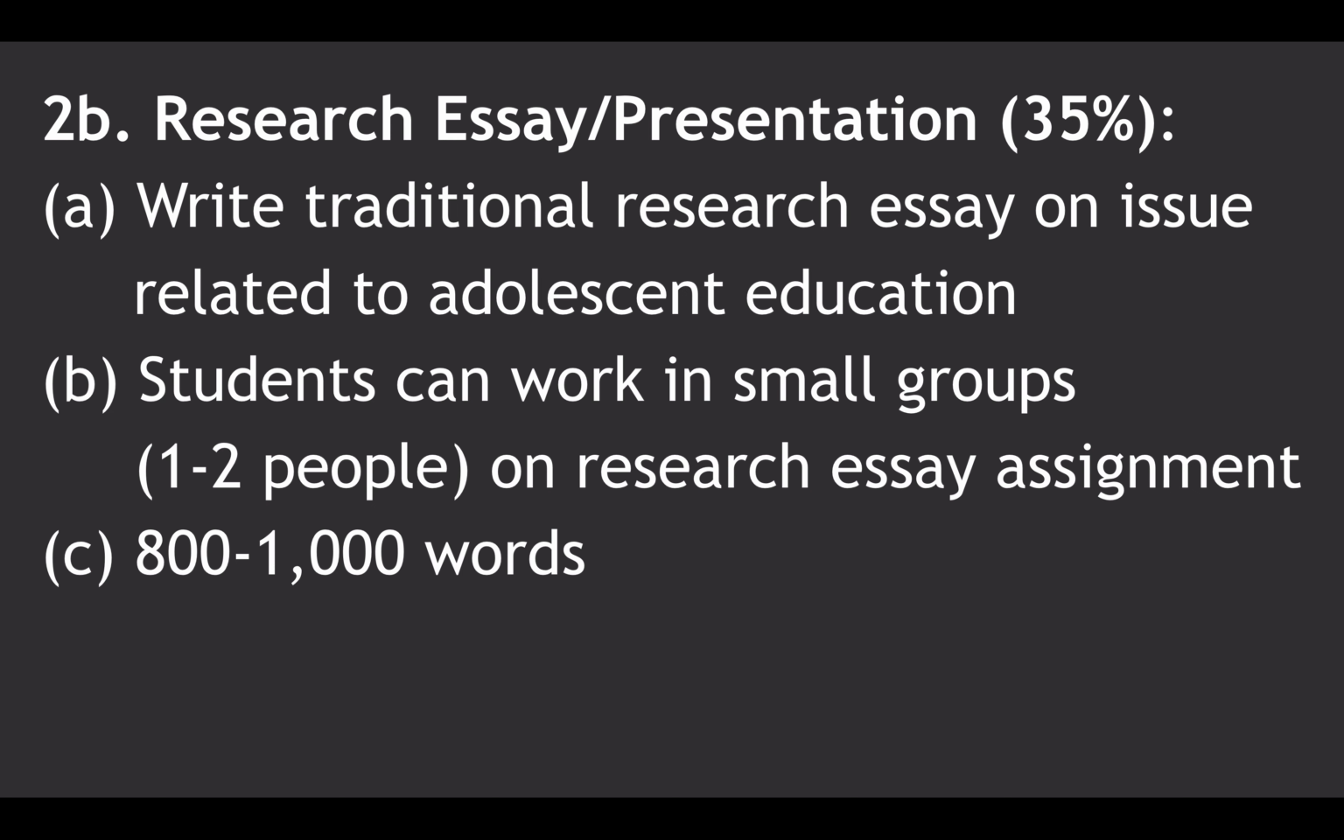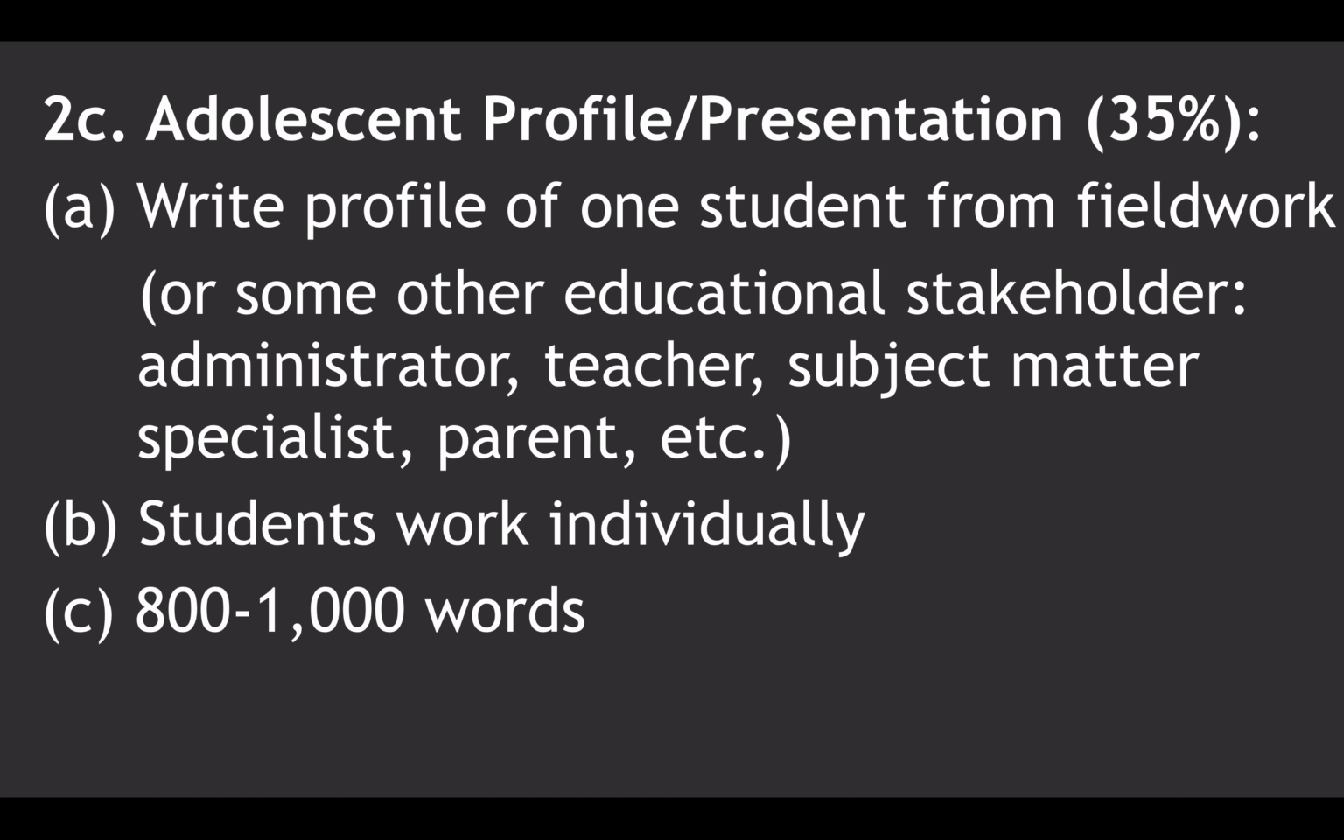2B is a research essay and presentation. Here you will write a traditional research essay on any issue related to adolescent education. You can work in small groups for this as well, 1 to 2 people on this research essay assignment. It's 800 to 1,000 words. I'm not giving you much description because if you've written an essay before, which you most likely have, it is one of those.